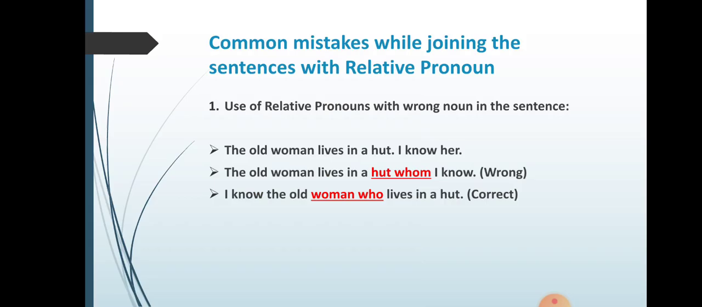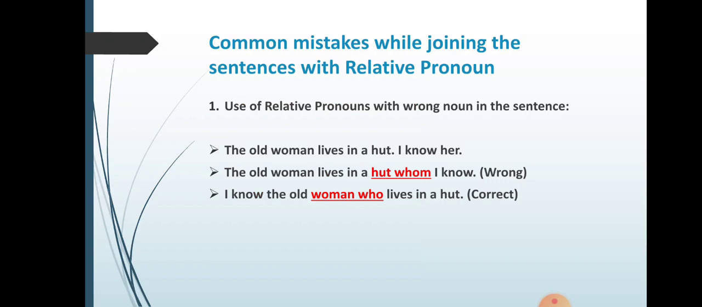Next, let us talk about some common mistakes which the students commit while joining the sentences. First is use of relative pronouns with wrong noun in a sentence. जब हम relative pronoun को wrong noun के साथ use करते हैं, then that changes the sense of the sentence. Let us look at the example.